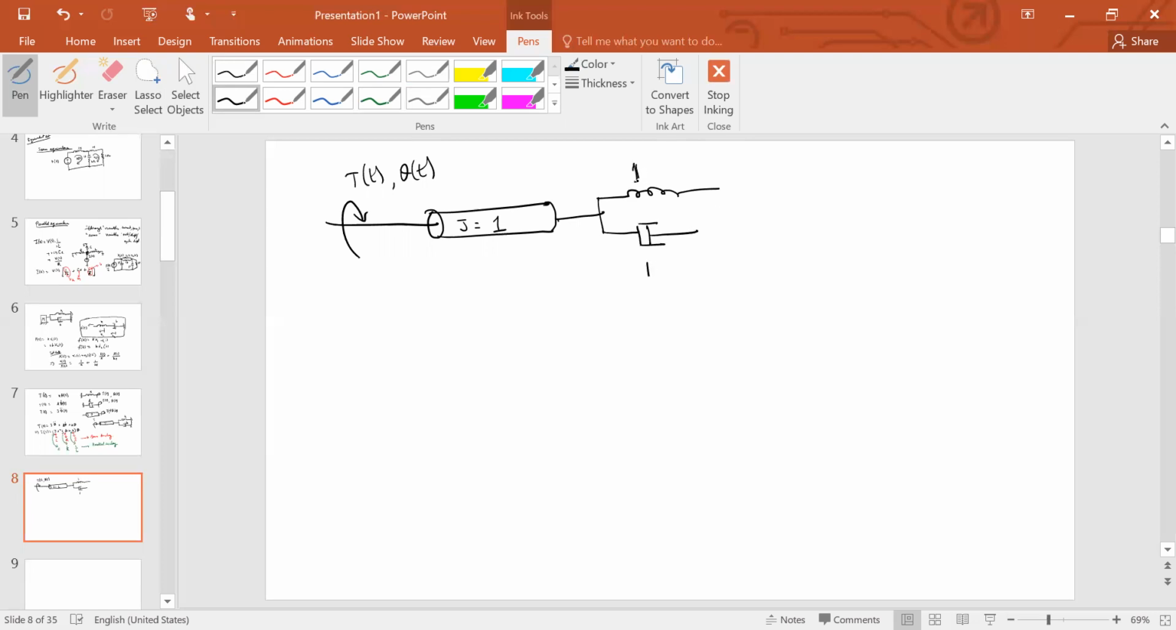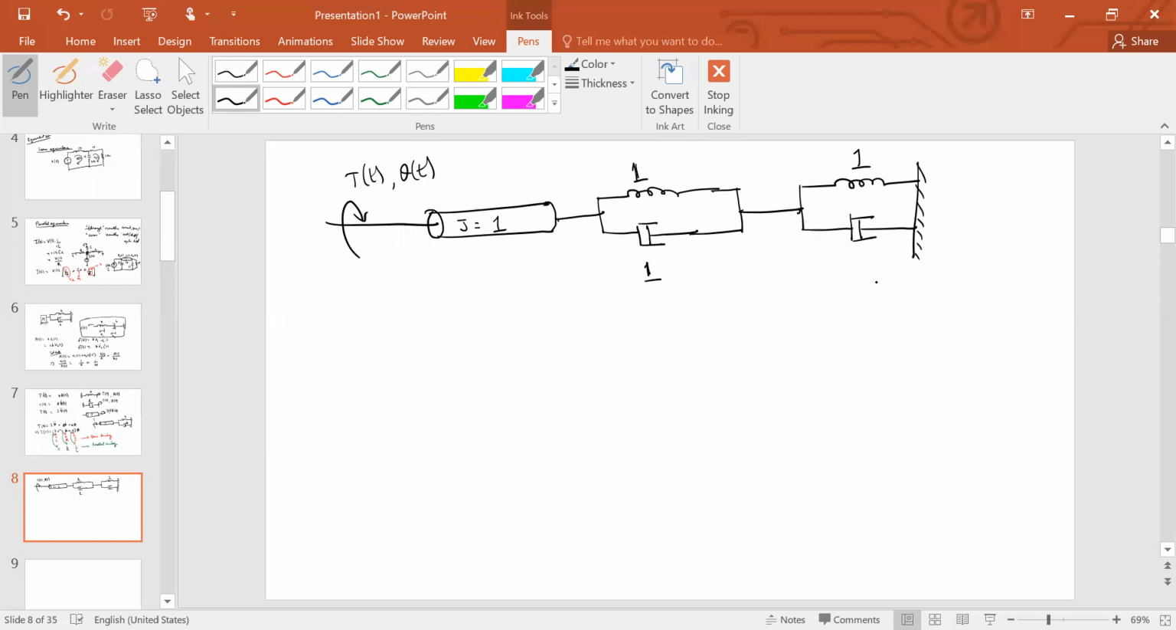So this is also of unit value. This is also of unit value. And then we have another parallel unit of the same. And this is connected to the datum.